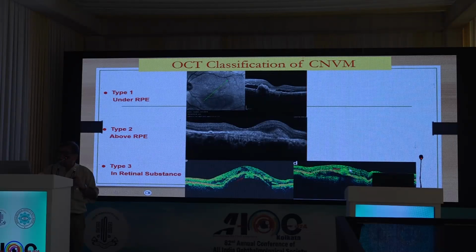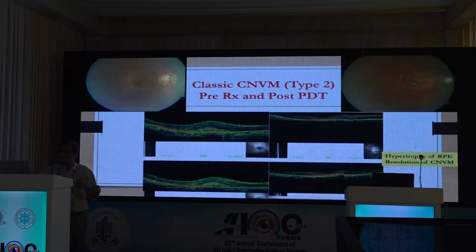And the third one is type 3 CNVM, which is in the substance. You see it, this yellow. A very small thing, a yellow lesion over here in the substance, going downwards, more clearly seen here, coming into these. So there's a small lesion in the retina, goes down, causes a RPE detachment there. That's a type 3 CNVM, what we call a RAP lesion.